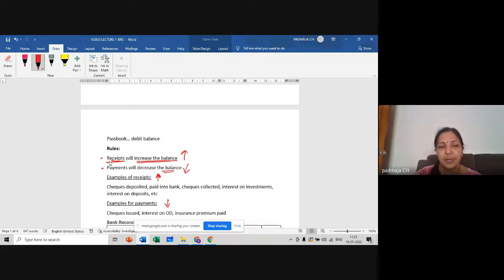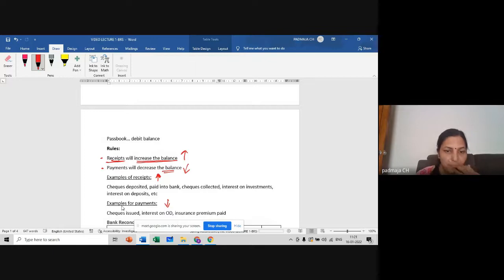So let us try to understand what are the examples for these receipts. As we have seen, out of those reasons, checks deposited, paid into bank, or maybe checks collected, or maybe interest on investments or interest on deposits. You can consider them to be the examples for receipts. I am not saying that only these are the receipts, guys. Similar to this, you have to identify whether a given item is a receipt or a payment. Receipts will increase the balance.